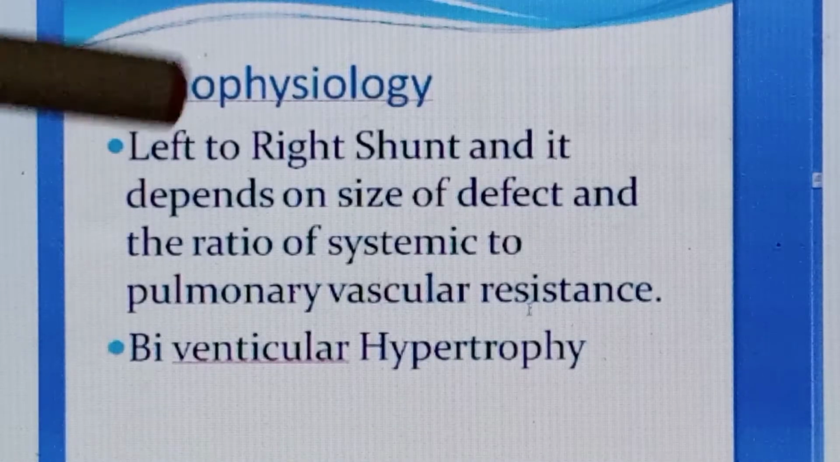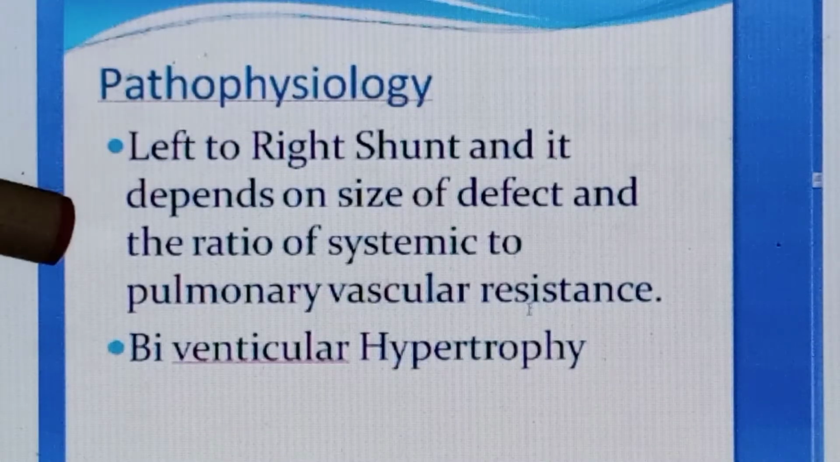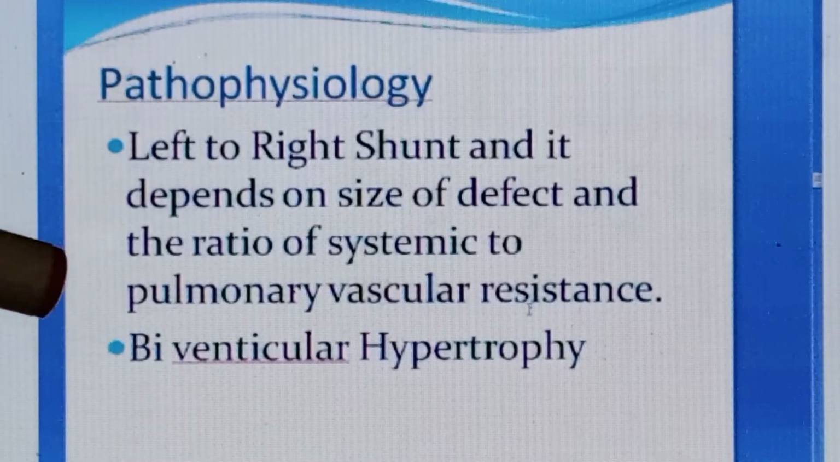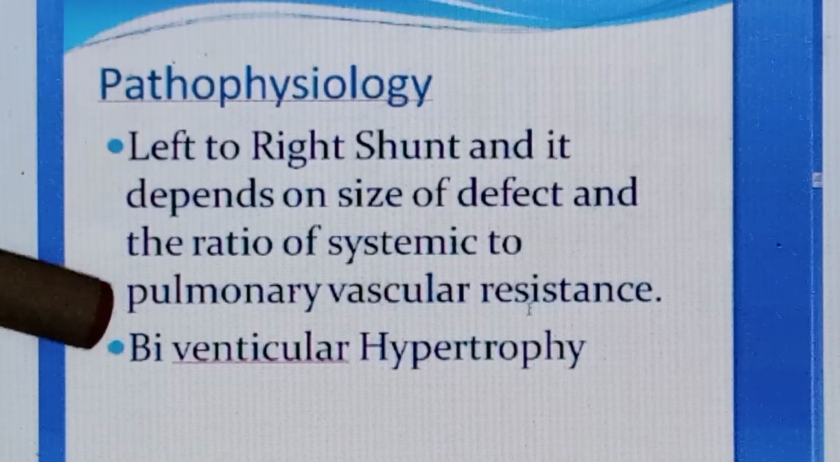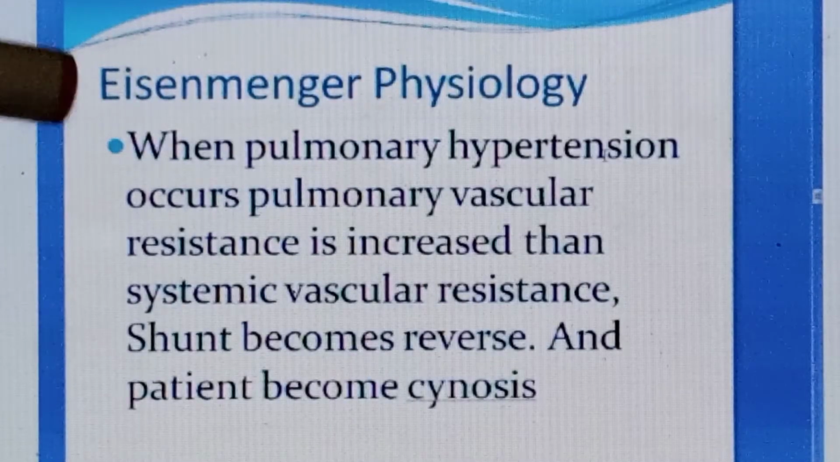Now look at the pathophysiology. There is a left to right shunt, and it depends on the size of the defect and the ratio of systemic to pulmonary vascular resistance. And due to volume overload, biventricular hypertrophy occurs. Now look at the Eisenmenger physiology.